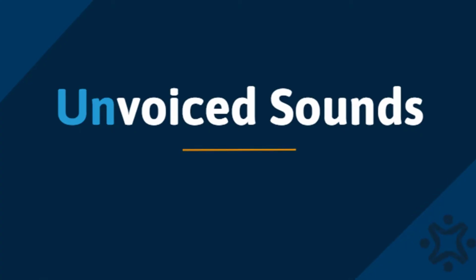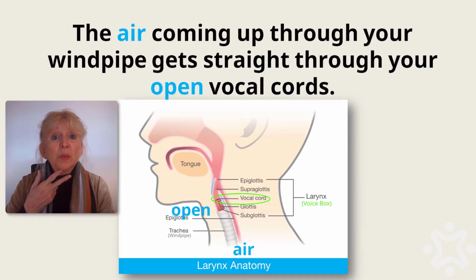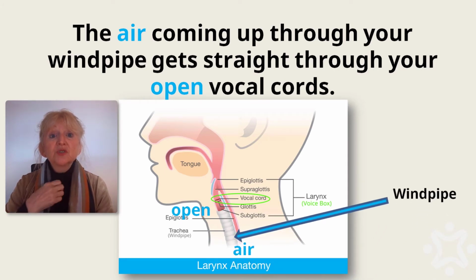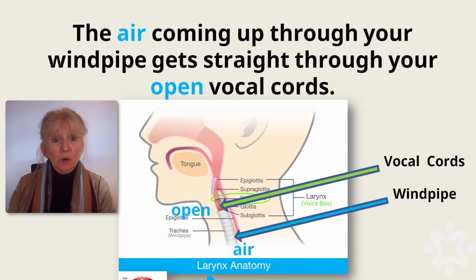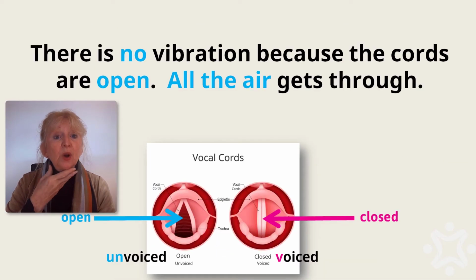Next, a closer look at unvoiced sounds. An unvoiced sound is when your vocal cords are open. The air coming up through your windpipe gets straight through your open vocal cords. There is no vibration because the cords are open and the air gets through like when you're blowing out that candle.